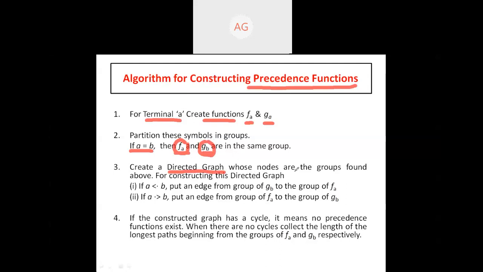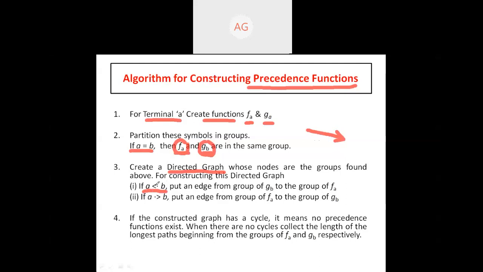Now the third step is to create a directed graph whose nodes are the groups found above. For constructing this, directed means we need to give the direction, which is the source and which is the destination. So if a is less than b, put an edge from the group of gb to the group fa. Means whatever is greater, you need to move forward here.